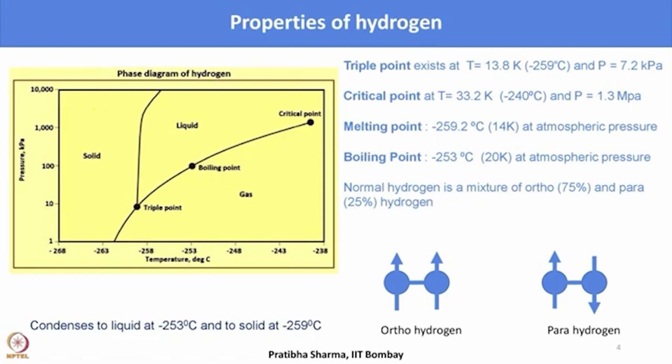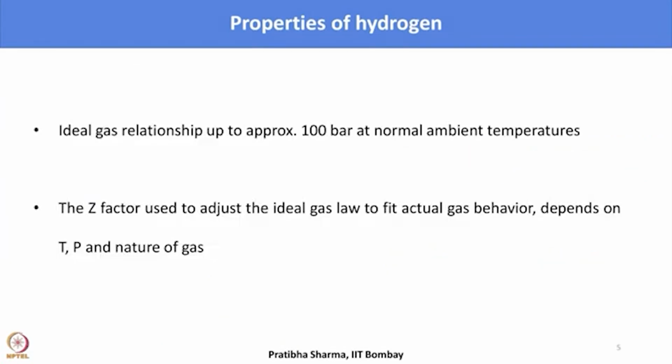When hydrogen is to be liquefied, the 75% ortho needs to be converted into para hydrogen, because that is a lower energy state. That process is a slightly exothermic reaction and a slow process, as such it requires a catalyst. If we look at hydrogen, the ideal gas relationship holds up to a particular pressure under ambient temperature, say 100 bars.